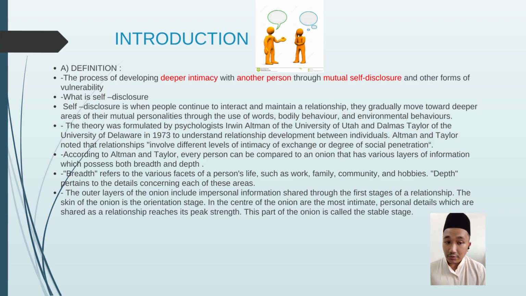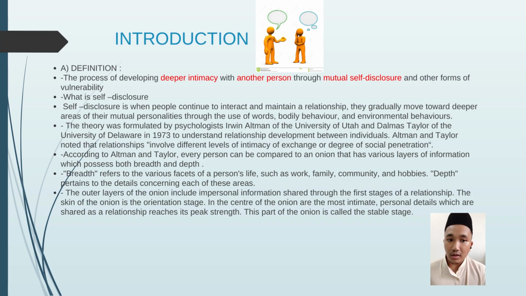The theory was formulated by psychologist Irwin Altman of the University of Utah and Dalmas Taylor of the University of Delaware in 1973 to understand the relationship development between individuals. Altman and Taylor noted that relationships involve different levels of intimacy, of exchange, or degree of social penetration.